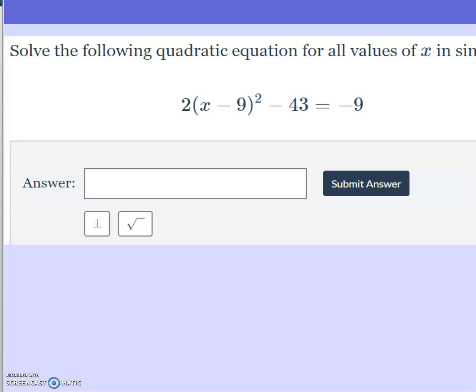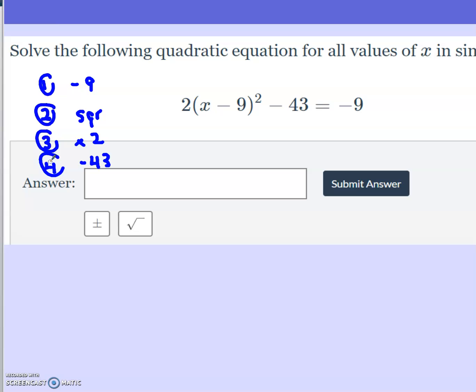This one has even more stuff that happened to x. Let me write it down here. The first thing that happened to x was you subtracted 9. The second thing is you squared. The third thing is you multiplied by 2. And the last thing is you subtracted 43. So we're going to have to undo all this stuff, but we at least know what order we need to undo it. We're going to undo it in reverse order.